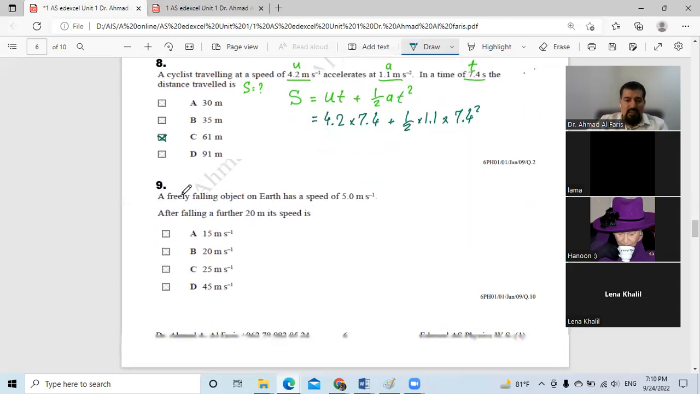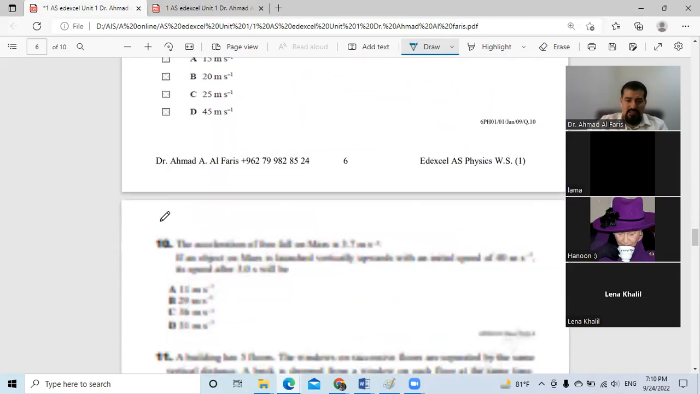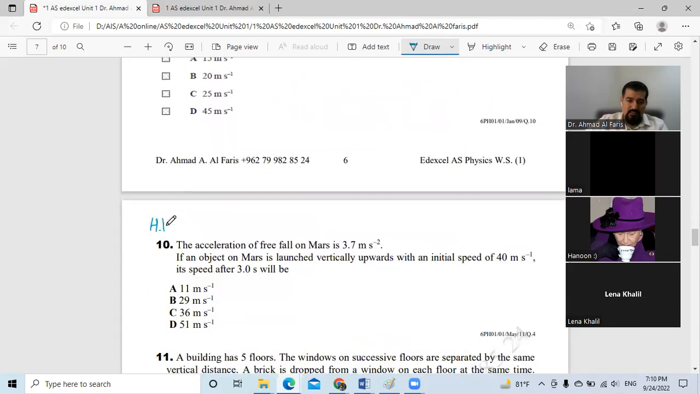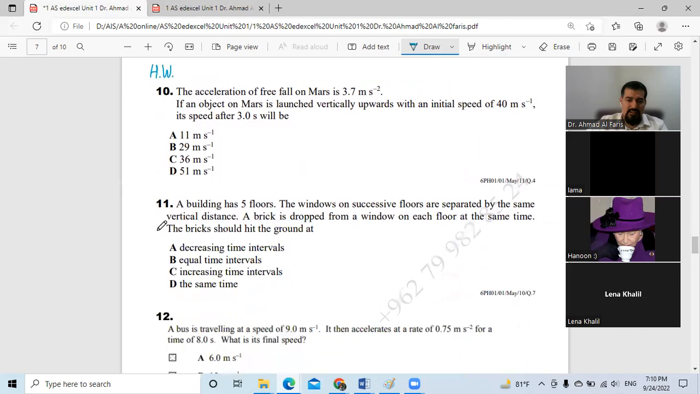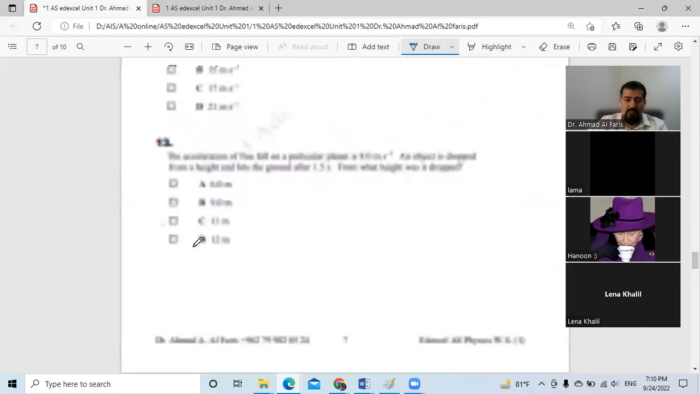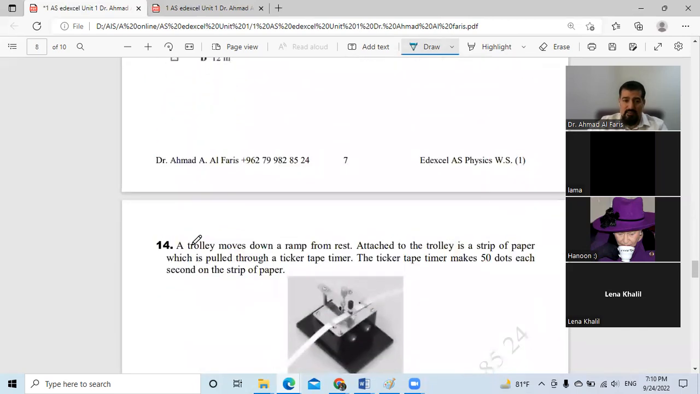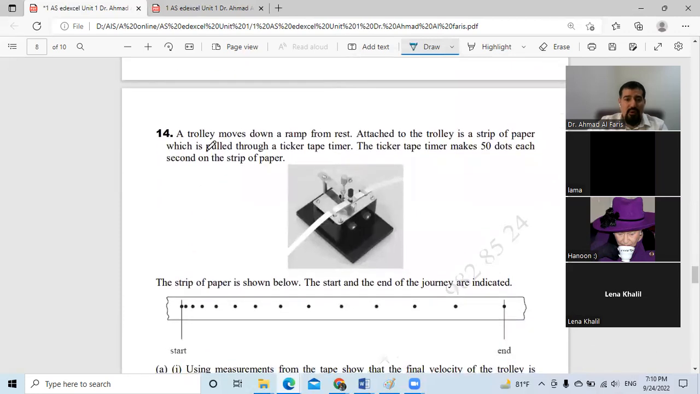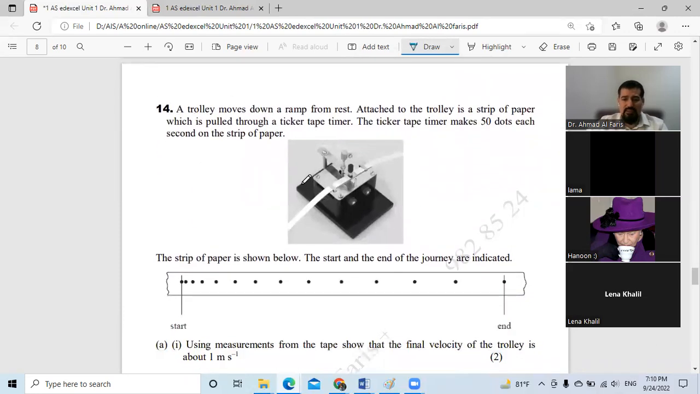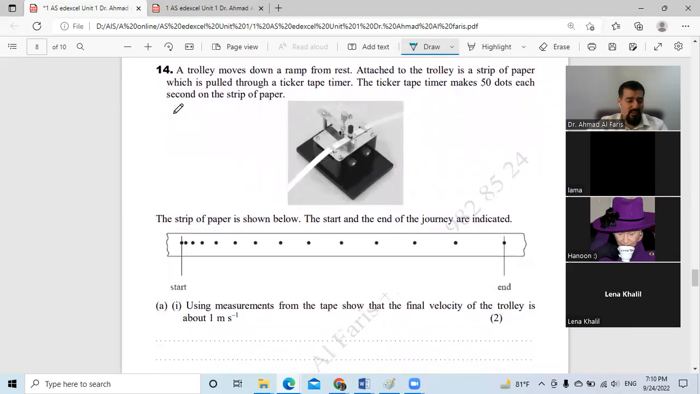Now, I want you to try to do the other questions as homework, okay? Later on, we are going to answer them. These are the questions I want you to try to do as homework. Next class, we are going to answer them. Let's move on to question number 14, page number 8.